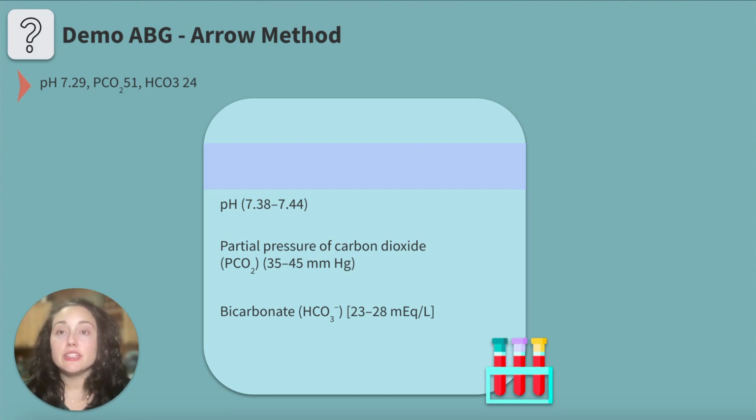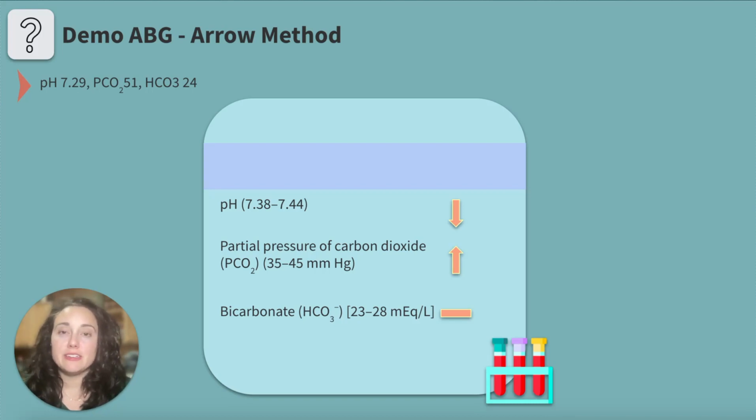The client's pH is 7.29. Is that within normal limits? No. So let's draw the arrow pointing downwards. Their carbon dioxide is 51. Is that within normal limits? No. So let's draw the arrow pointing upwards. Their bicarbonate is 24. Is that within normal limits? Yeah, so we can just draw a dash there.